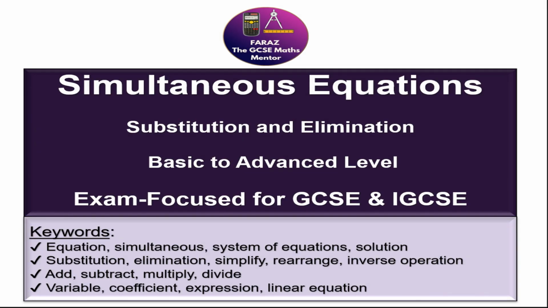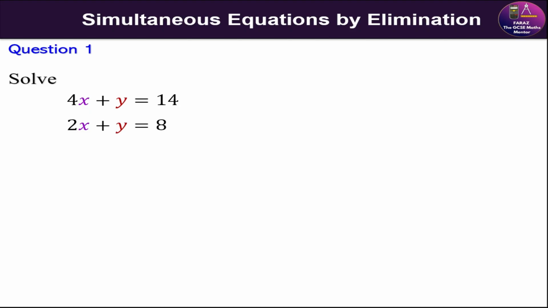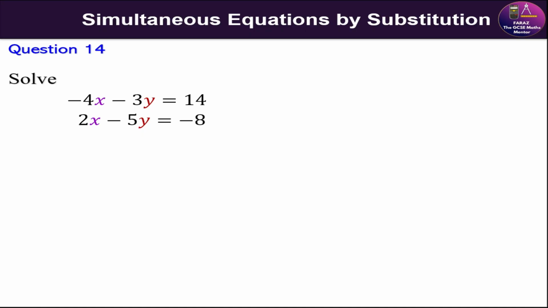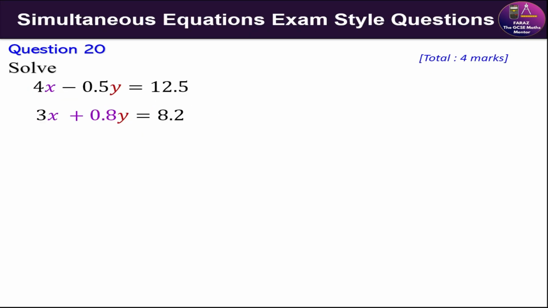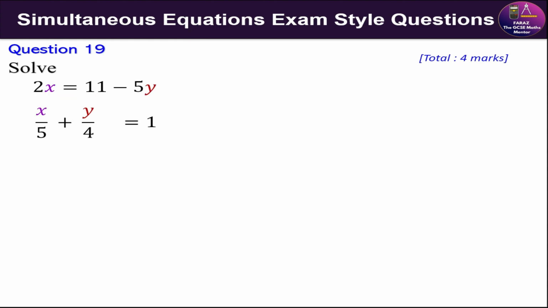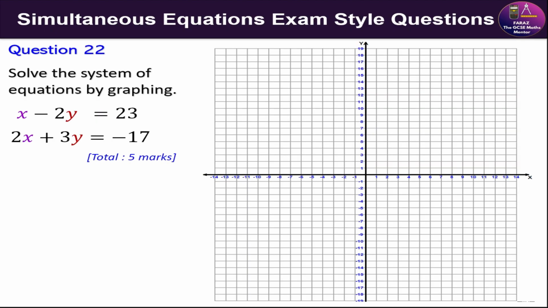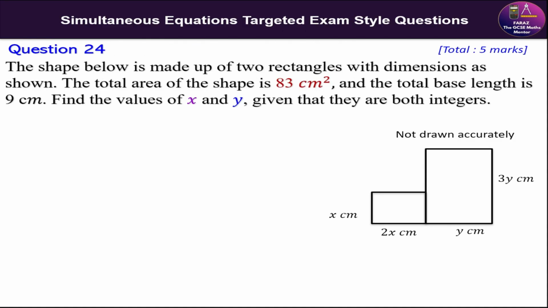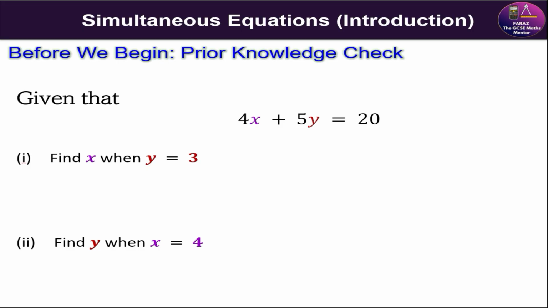Here's what's coming up, and trust me, you will want to stick around. We will start with quick warm-ups and a fun burger and drink puzzle, then jump into elimination questions that get even trickier with every step. Next, substitution, from nice and easy to the ones that look impossible until you spot the trick. And from question 17 onwards, it's exam mode. Past paper style with fractions, decimals, graphs, and even geometry problems involving shapes, circle, and curves. And we will wrap up with predicted exam questions, the kind that can win you those last few marks. By the end, you will be ready for any simultaneous equation your exam can throw at you. Let's get started. Alright, we'll warm up with a quick prior knowledge check.